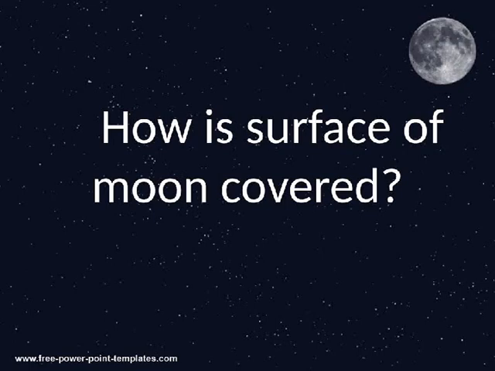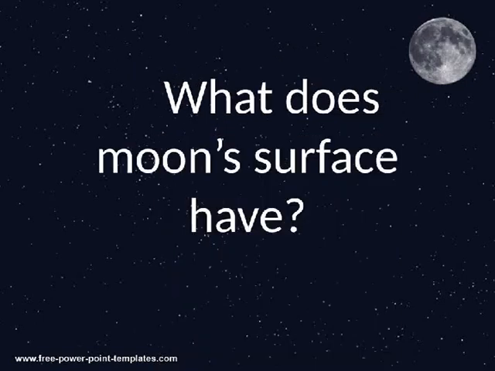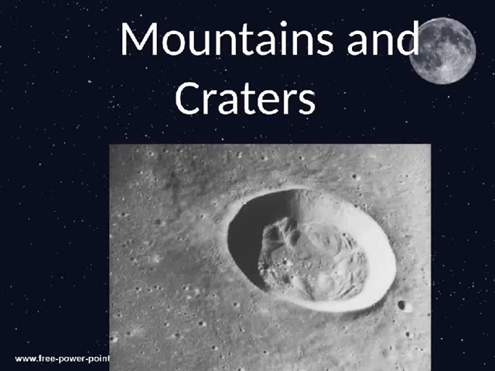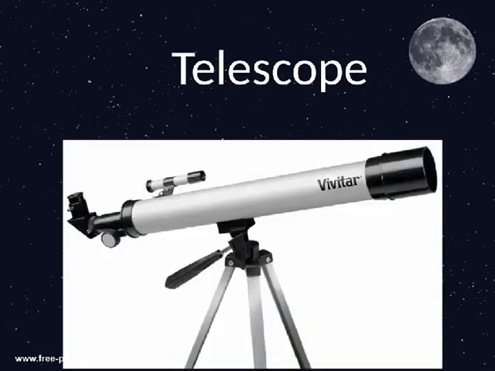How is surface of Moon covered? Layer of dust. What does Moon's surface have? Mountains and craters. How are mountains and craters seen from the Earth? Telescope.